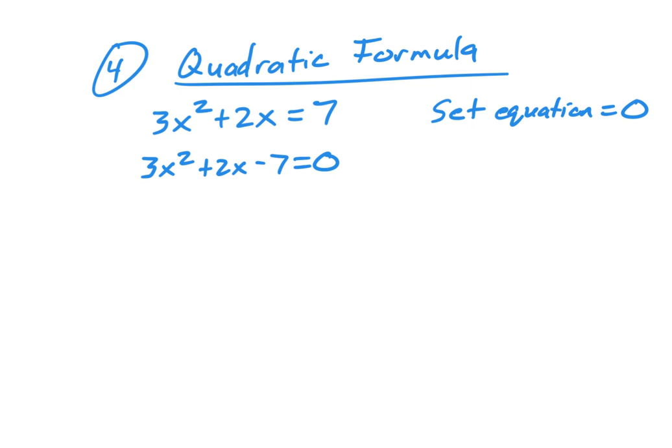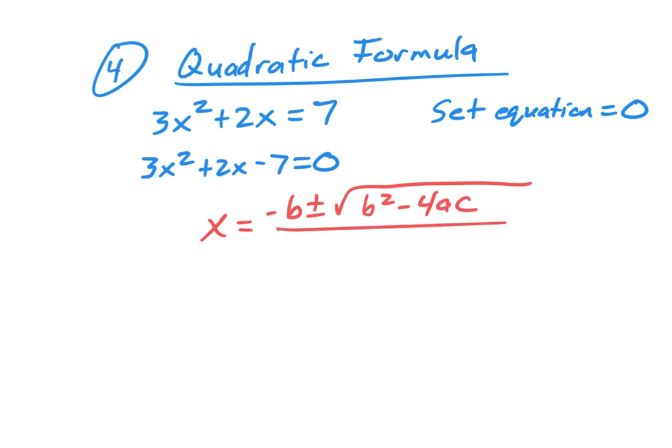Negative b plus minus square root of b squared minus 4ac over 2a. Look at that. Good job, Armani. Good job. Just whips it out. Just like riding a bike, right? You guys remember that one?